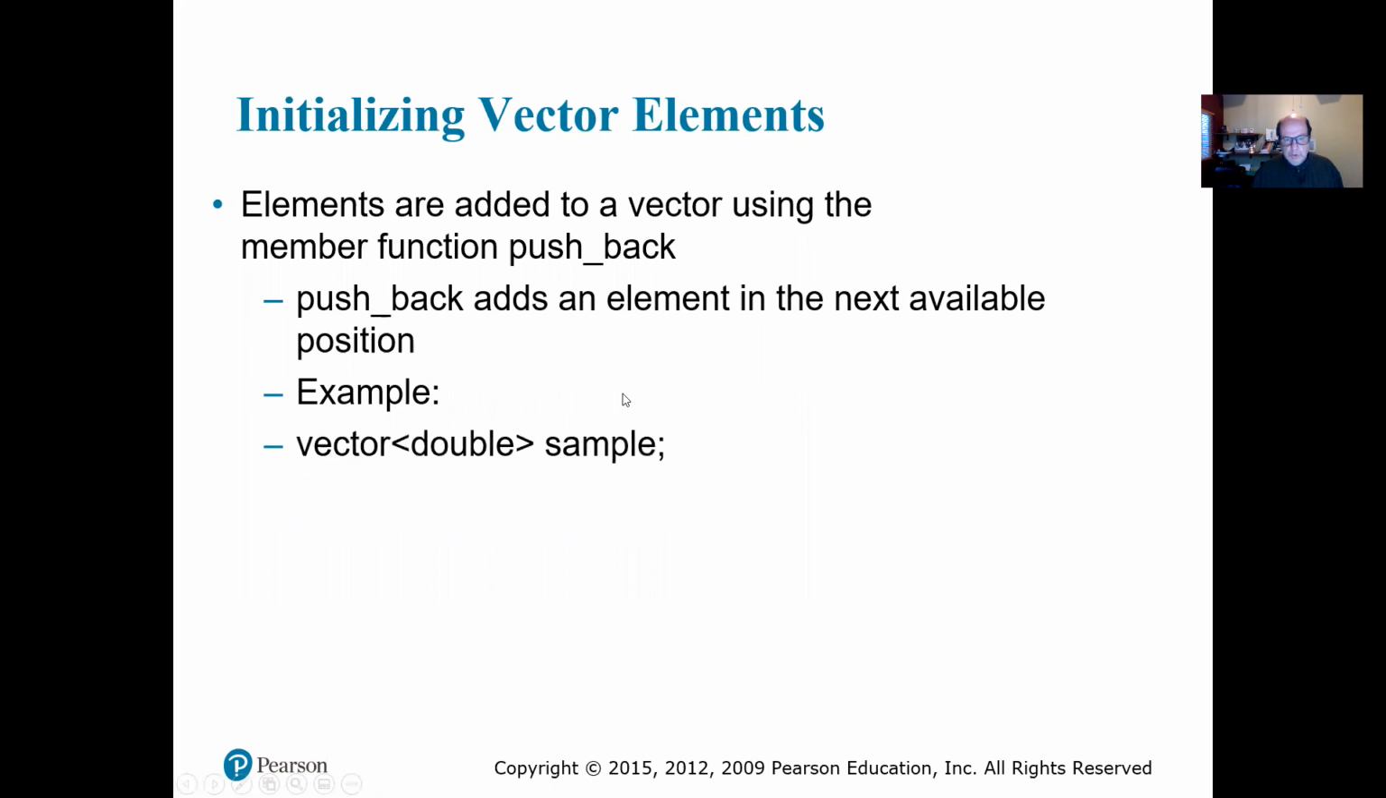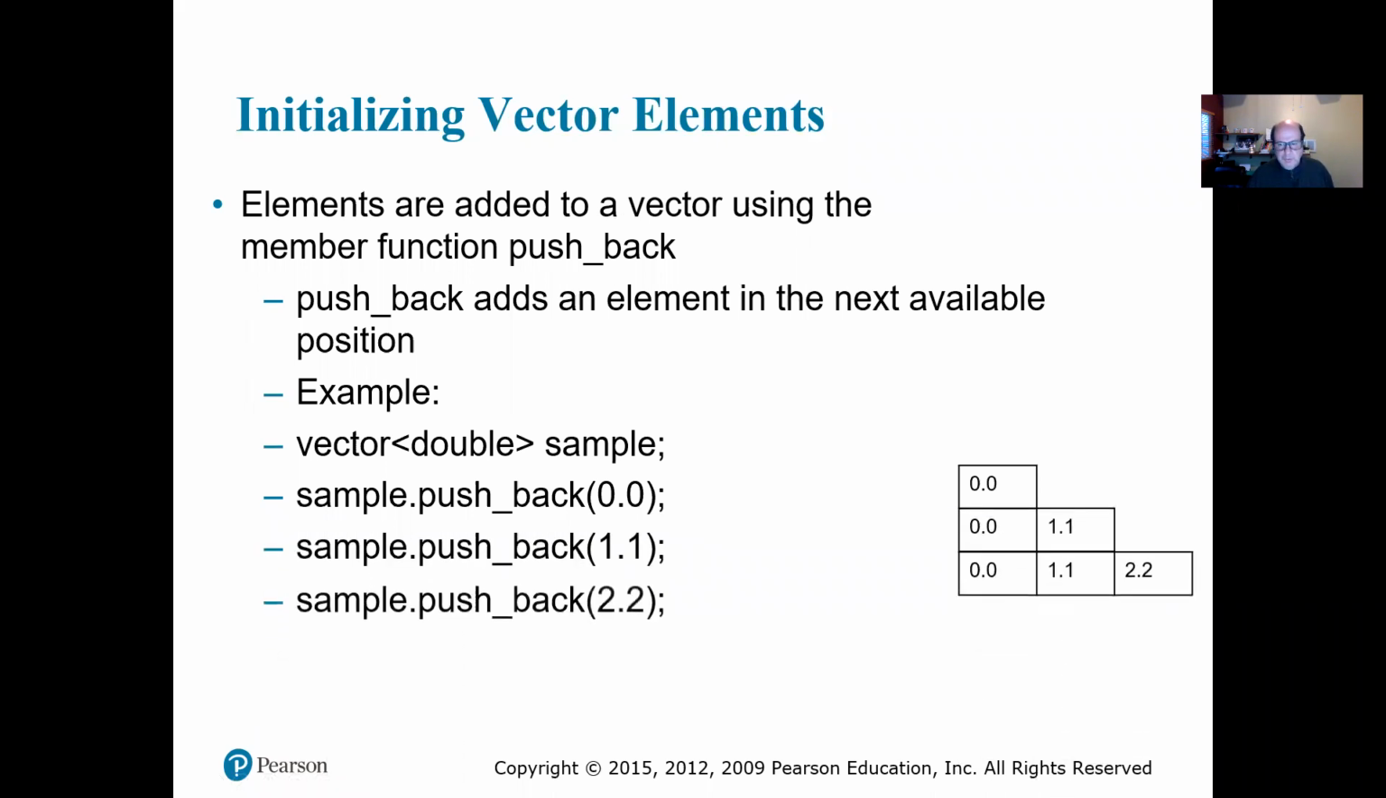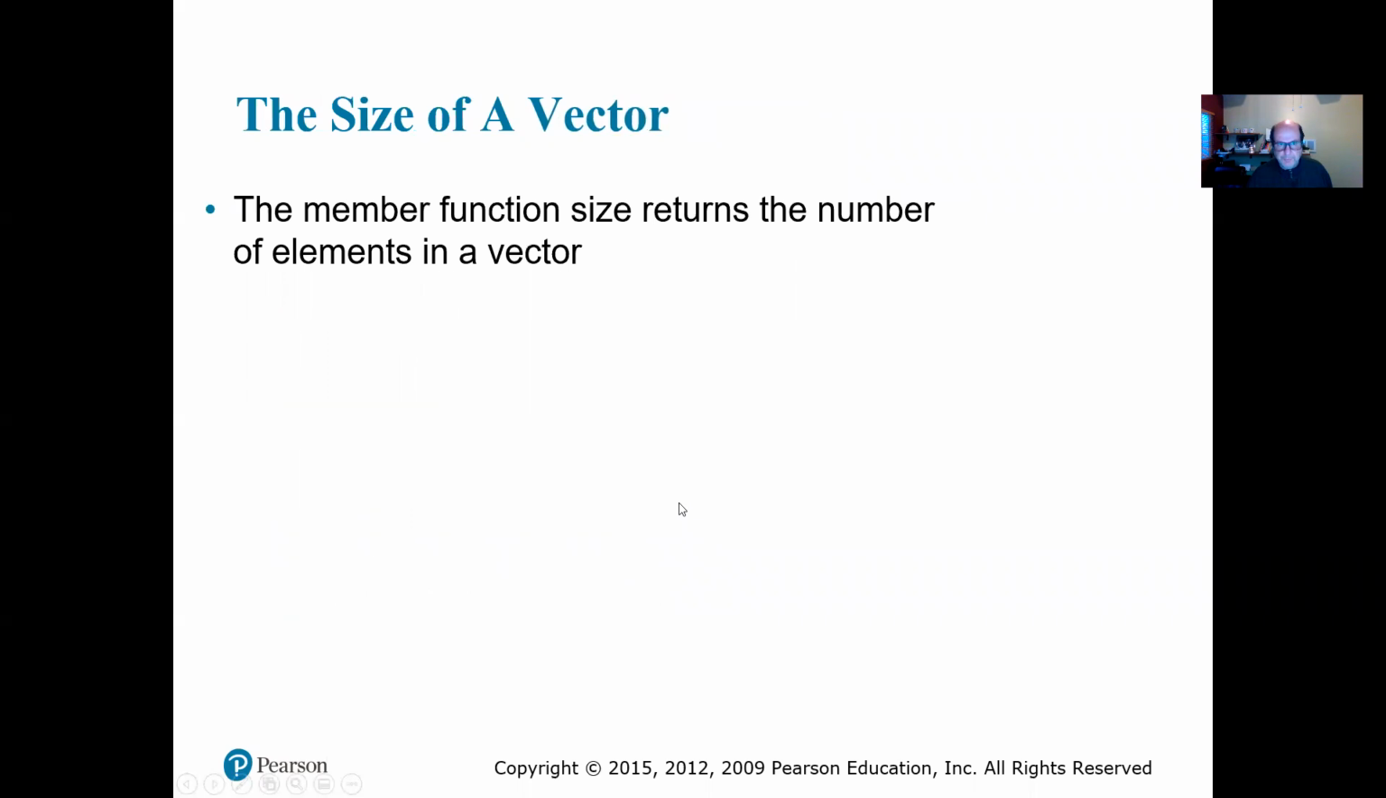So let's go over some of the things with the vector. In this case, we are creating a vector of double named sample. And then we're going to put a 0.0 in there. That's going to be my first element. Then we're going to push back 1.1. That's going to be my second element. Then we're going to put 2.2. That's going to be my third element, using push_back to put the stuff in there.